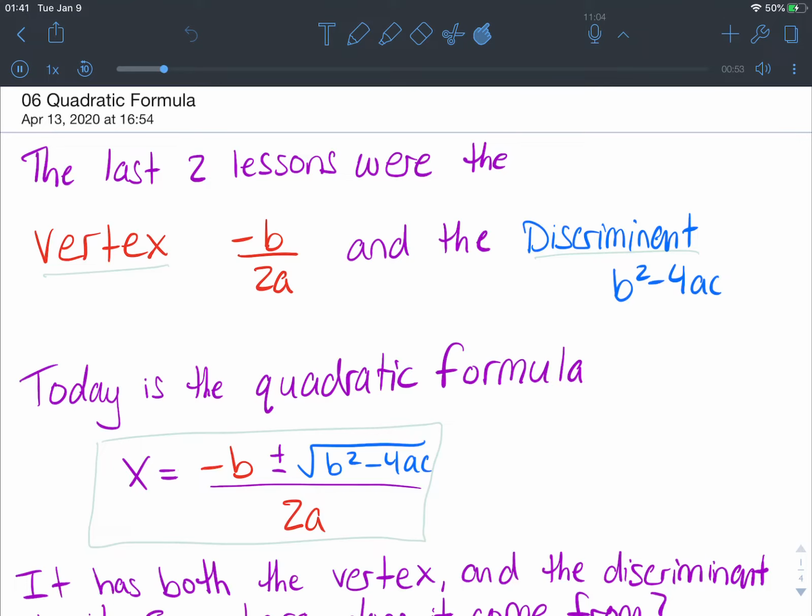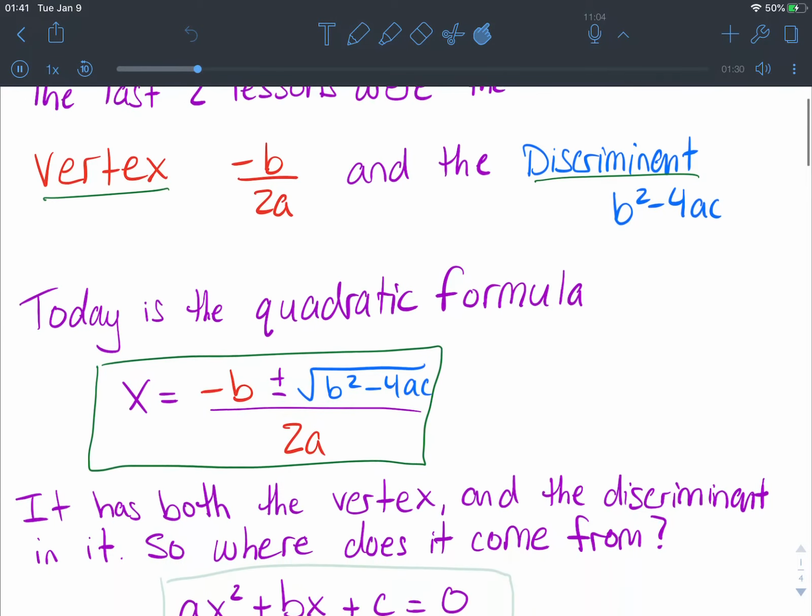Moving on to today's lesson. The last two lessons we did were ultimately the vertex and the discriminant. And if you take the vertex and the discriminant, negative b over 2a and b squared minus 4ac, and you put it together, you're going to get one of the most beautiful formulas ever, the quadratic formula. x equals negative b plus or minus the square root of b squared minus 4ac all over 2a. If we were in class, I'd make you guys sing it until you got bored of it. And then again, you don't have to memorize the formula, so don't really worry about that.